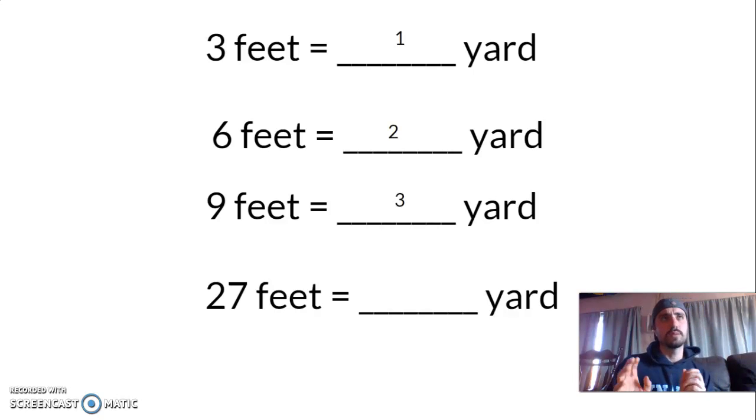27 feet equals, well, let me see. What am I doing? That's right, I was dividing by 3 every time. Smaller feet to bigger yards. 27 divided by 3 is 9 yards.